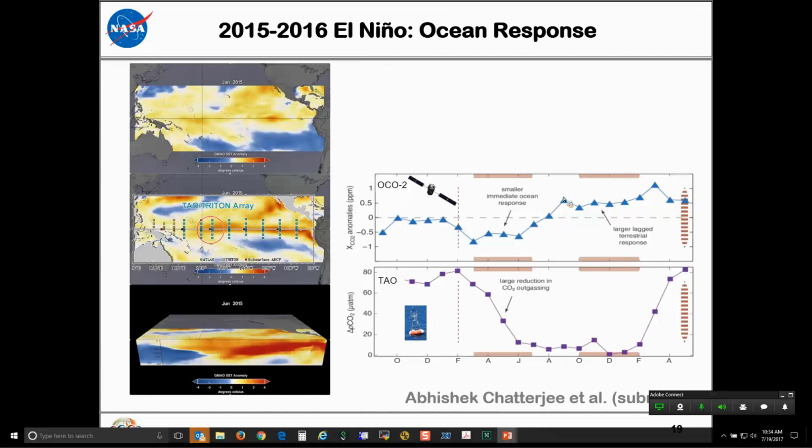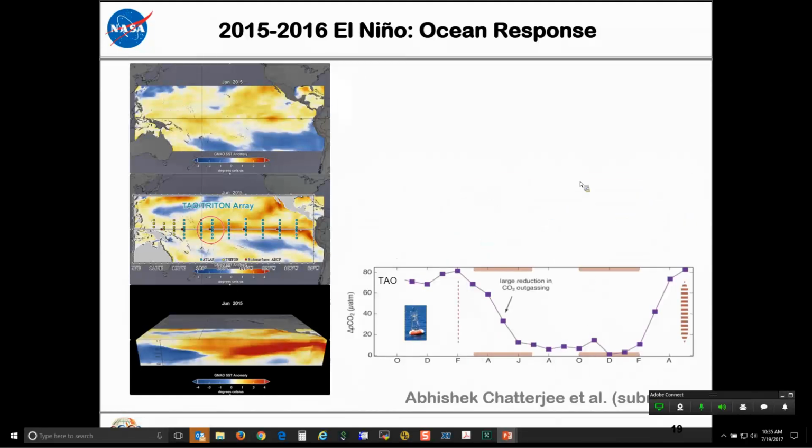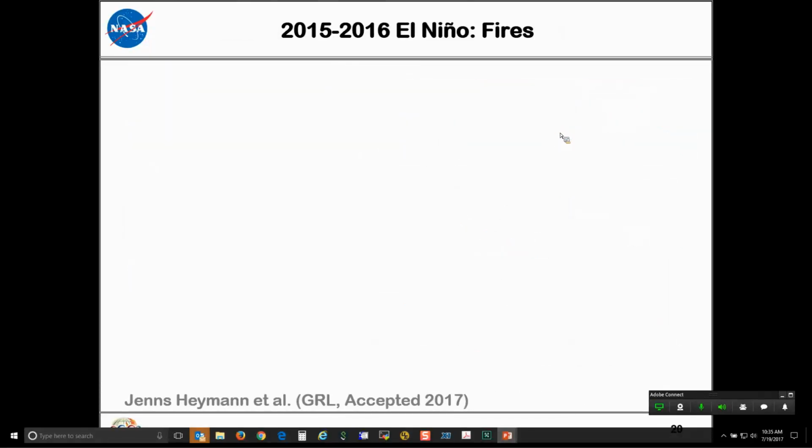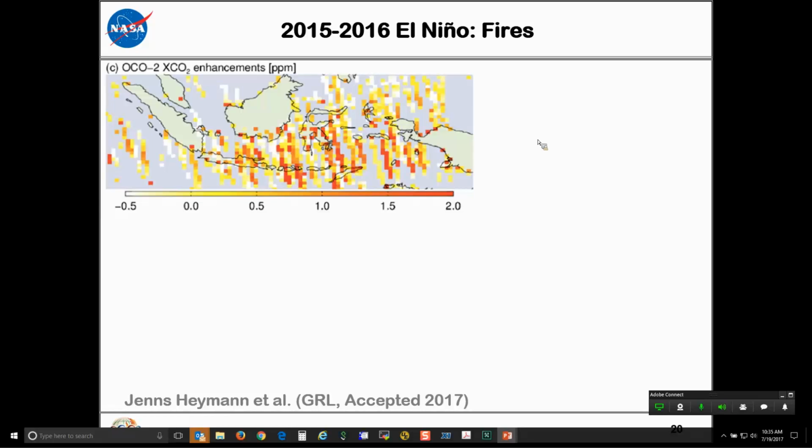Notice also that OCO2 sees an increase in the CO2 over the ocean basins just a few months into the El Nino, long before the El Nino recovered and the ocean started pumping CO2 back into the atmosphere. What's going on there? Well, what we think is going on is that MOPITT also saw an incredible enhancement in carbon monoxide at that time. That suggests that what we were starting to see over the ocean is transport off the land, where there were significant amounts of biomass burning going on, especially over Indonesia, but also a little bit over South America. That was an interesting story that we talked about in the Science Special Series that's coming out.